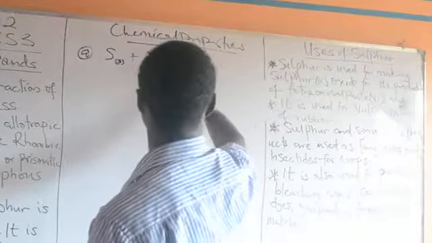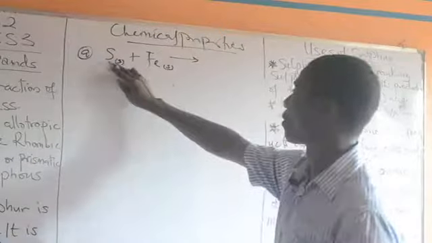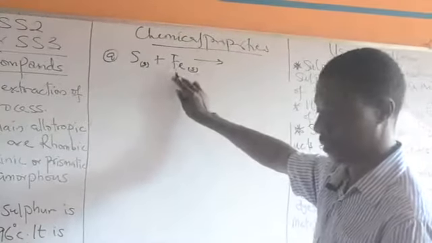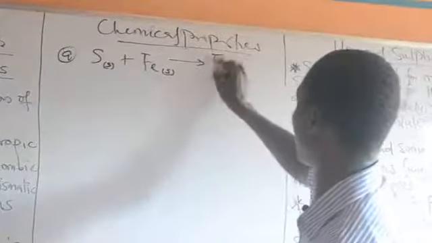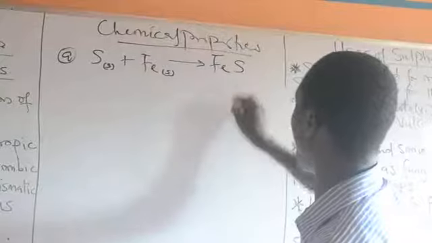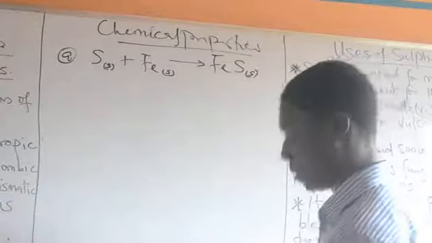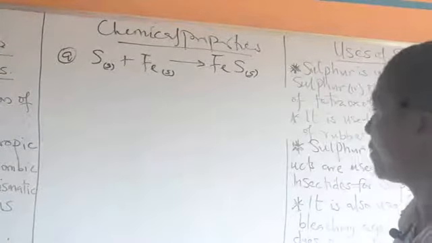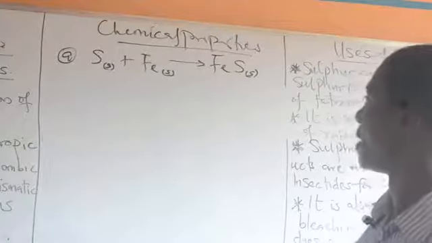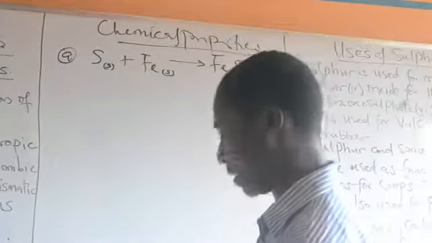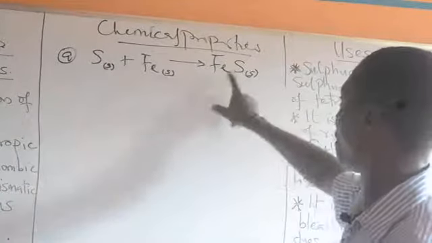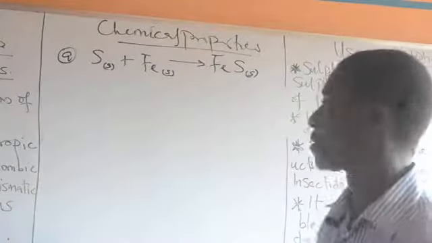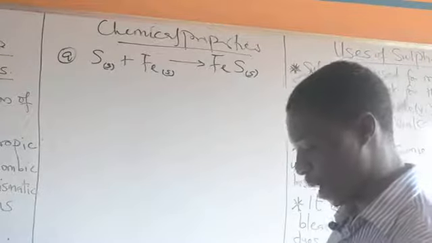Let's take the first one here. Now, when sulfur combines with a metal here, iron, both in solid state, what we are going to get is iron sulfide, which is also a solid. So this is the reaction with metals. I'm dealing with the reaction of metals now. Sulfur reacting with metals to form iron sulfide. So that is the first one.